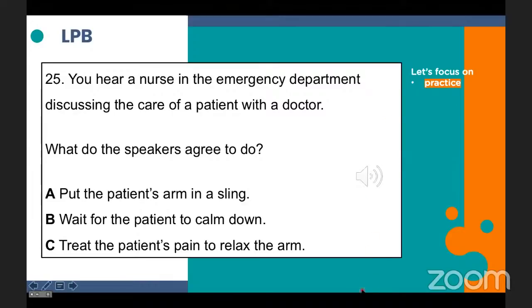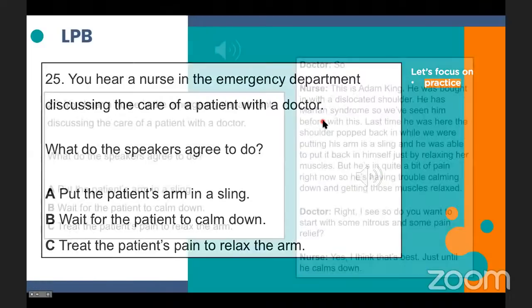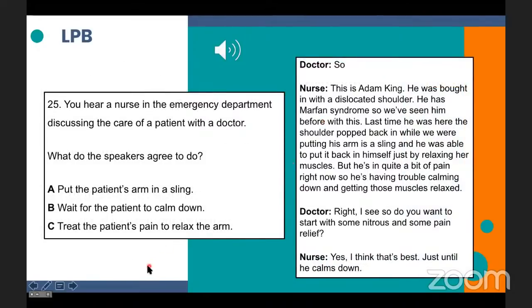Okay, pop in your answer. What do you think the answer is? Okay, terrific. Almost everybody's got it. Well done. So let's take another look here at the transcript while we look at this.